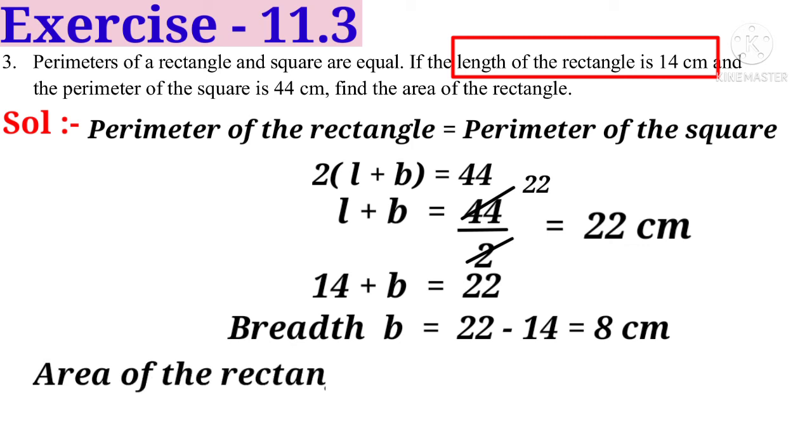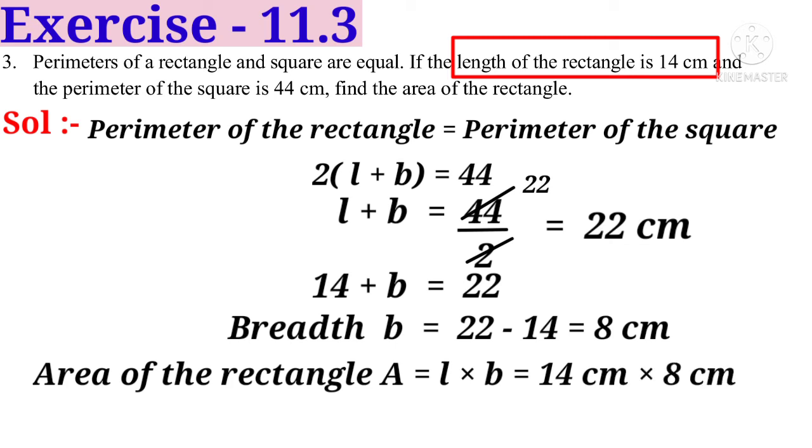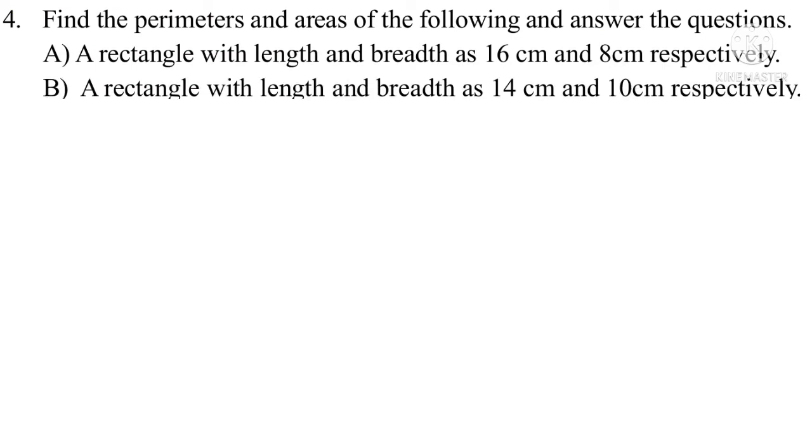Now area of the rectangle is A is equal to L into B, that is 14 centimeters into 8 centimeters. 14 into 8 is 112, centimeter into centimeter is square centimeters. Now number 4, find the perimeters and areas of the following and answer the questions. A, a rectangle with length and breadth as 16 centimeters and 8 centimeters respectively. B, a rectangle with length and breadth as 14 centimeters and 10 centimeters respectively. C, a square with side 12 centimeters.